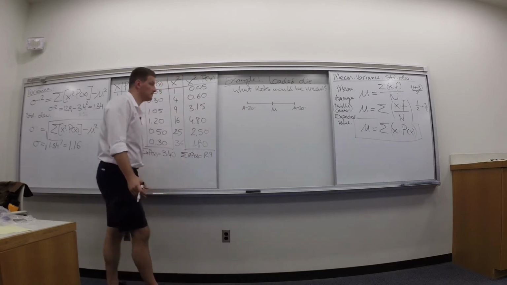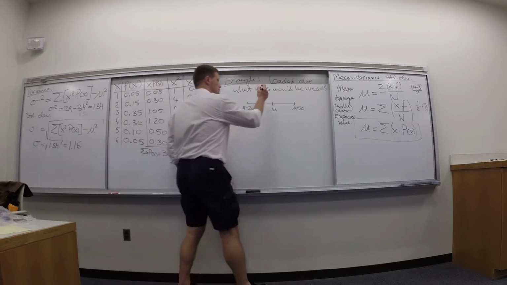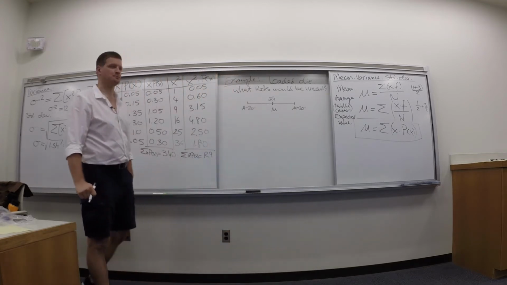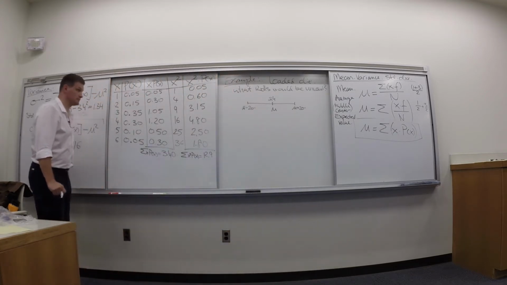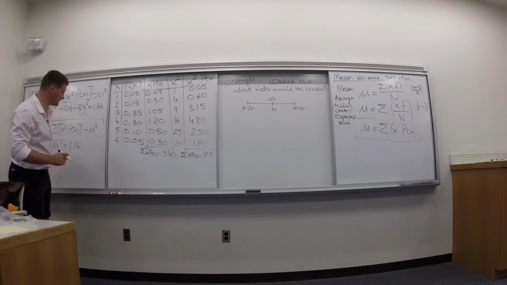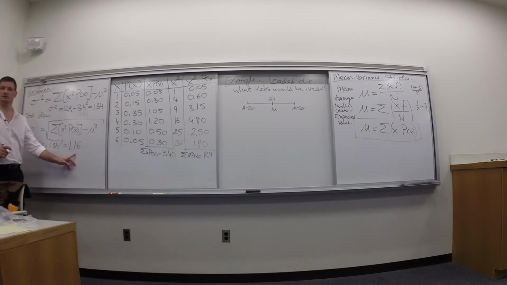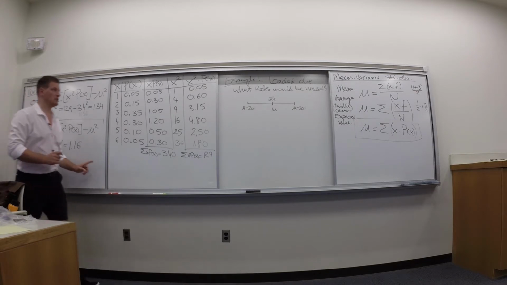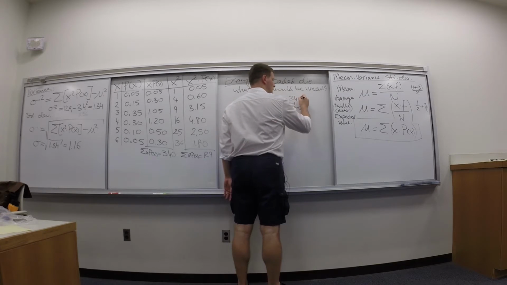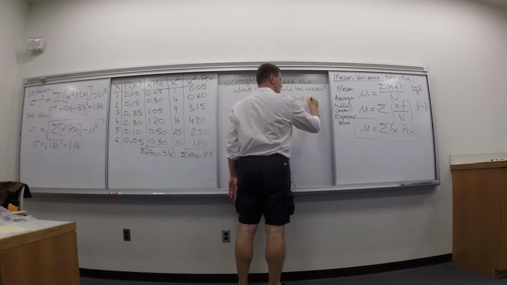Now, I'll help you. Mean is 3.4. So how much is mean plus 2 standard deviations? How big is standard deviation? Standard deviation is 1.16. So what we are looking at here is 3.4 plus 2 times 1.16.